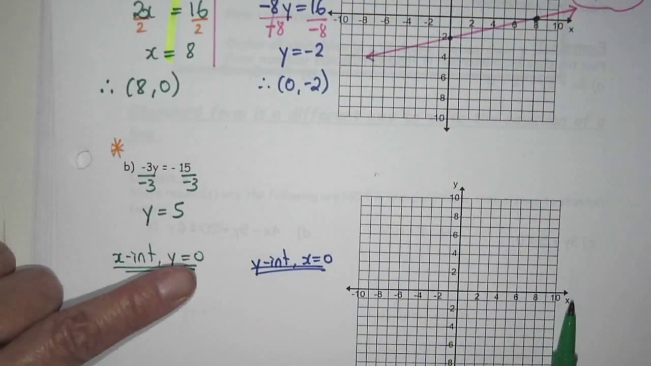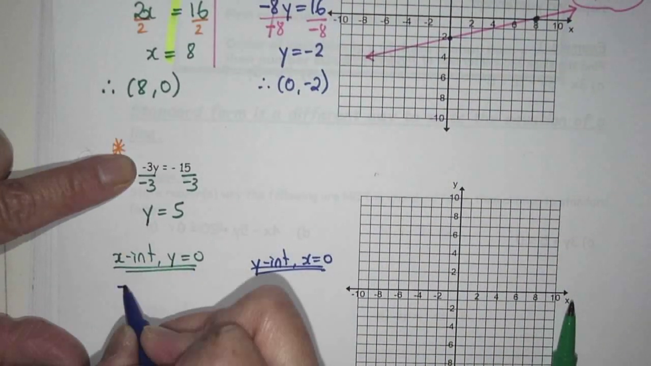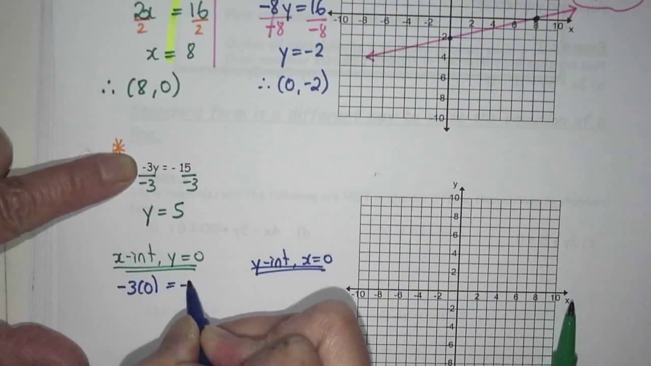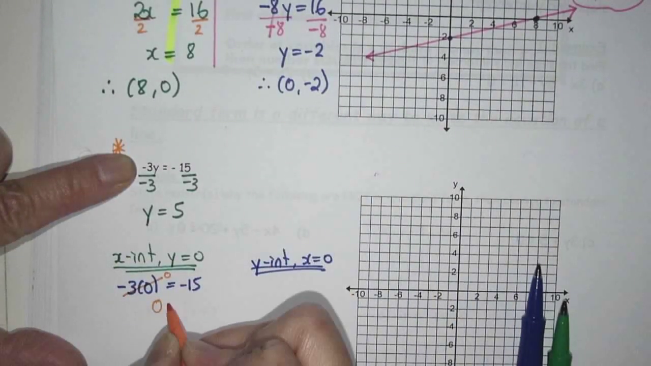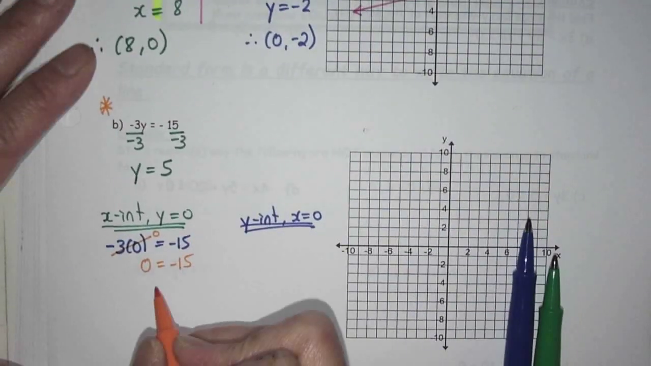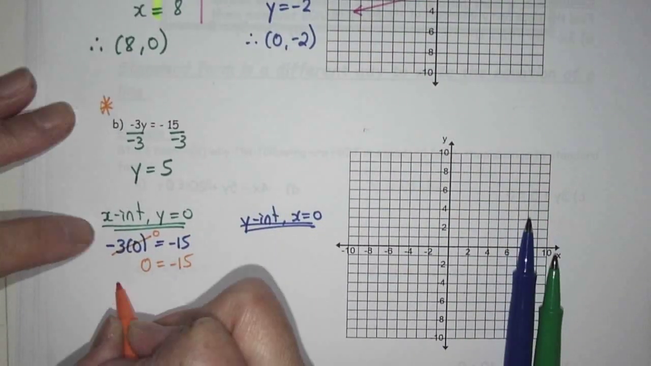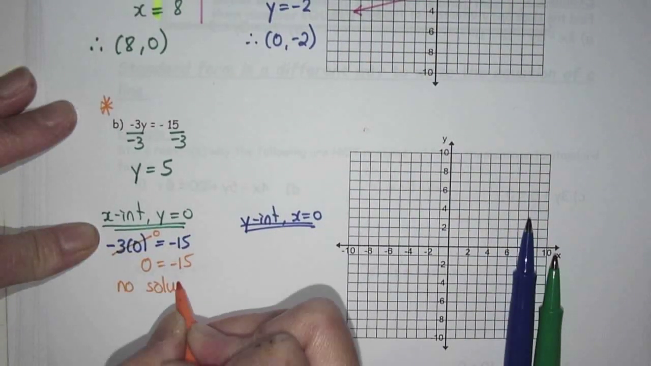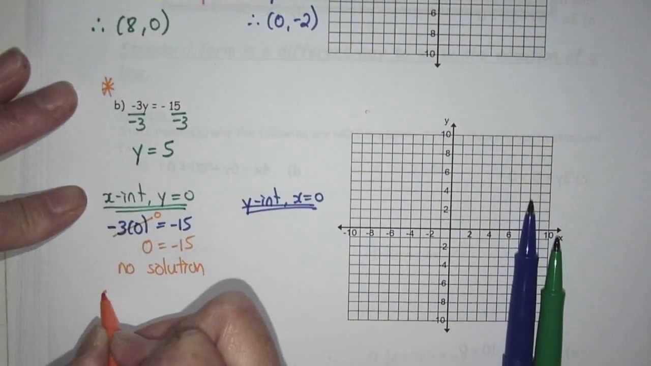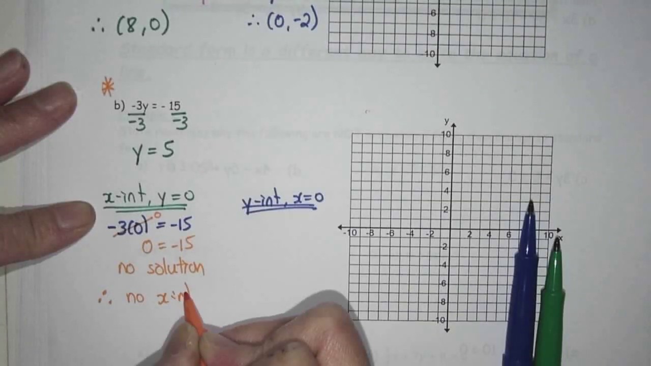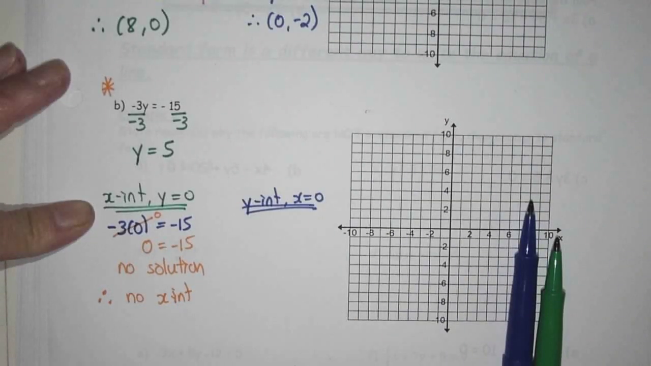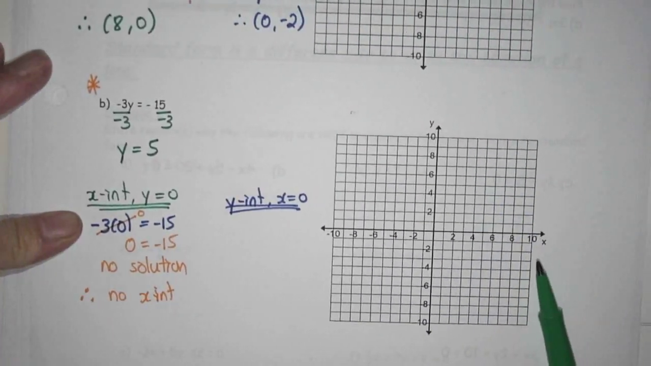So when I try to plug in 0 for y, I get negative 3 times 0 equals negative 15. This becomes 0. So then I get something silly like this, and this has no solution. So therefore, no x-intercept. Right? So there's no x-intercept. So that's my conclusion here.